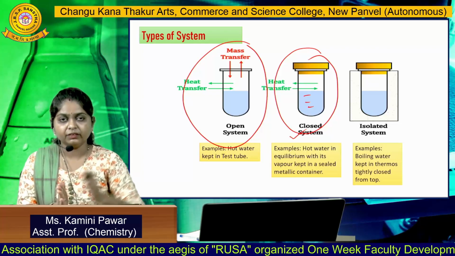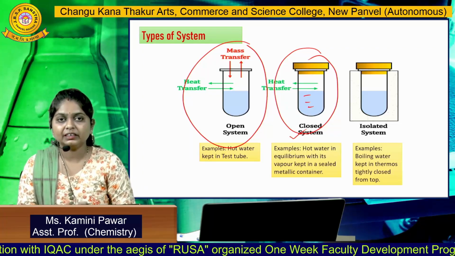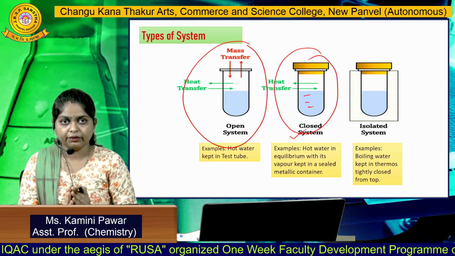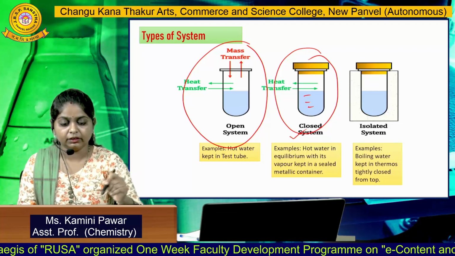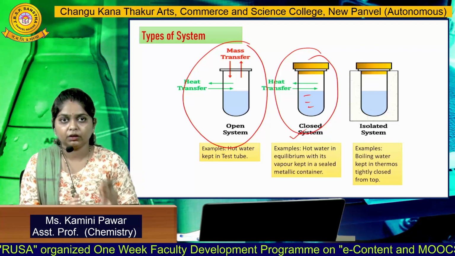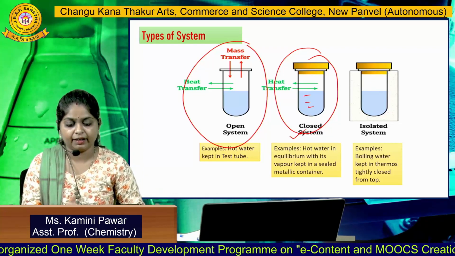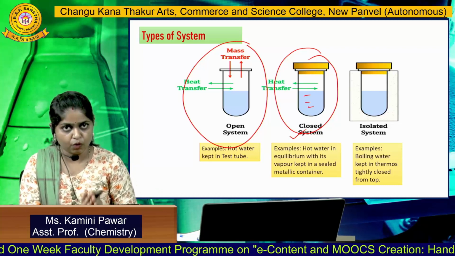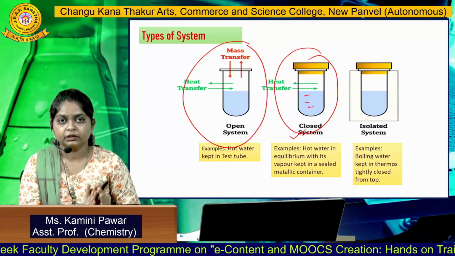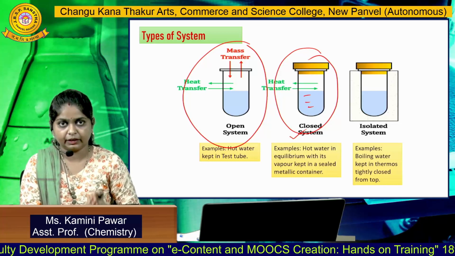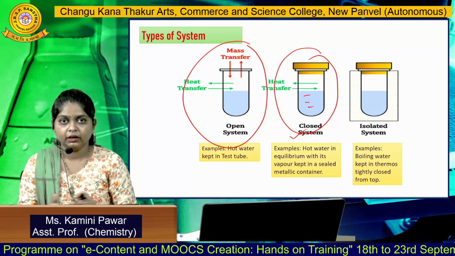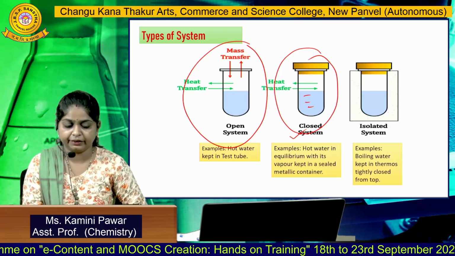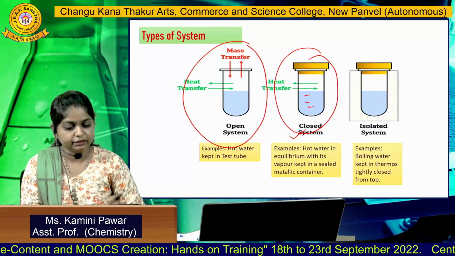So after some time also, if you see the water, the water remains hot as it is in the thermos, because the system does not allow the transfer of matter as well as energy. So the volume of water is the same, and the energy also remains as it is. So such a system where neither energy nor matter is exchanged is known as the isolated system.